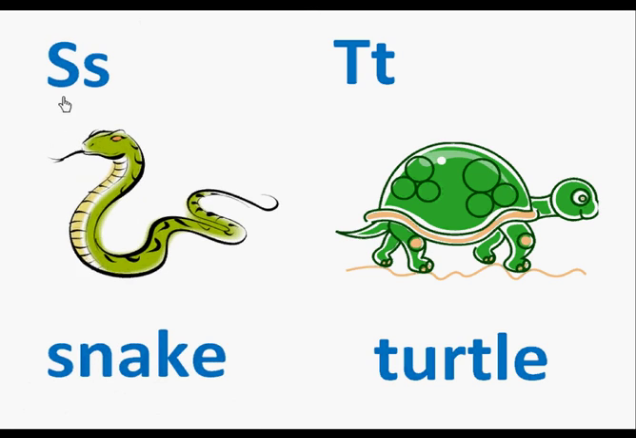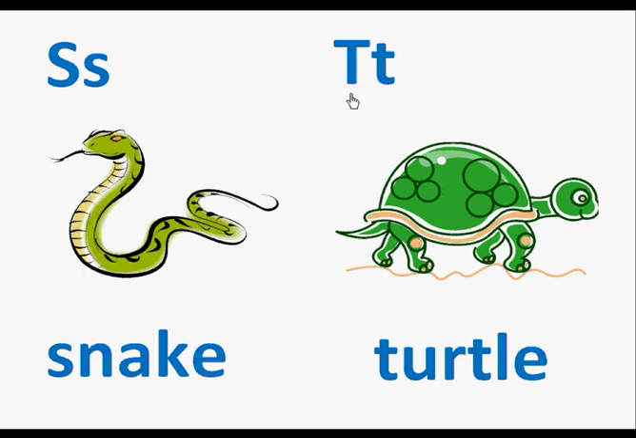Here we have the capital letter S, the small letter s, a picture of a snake, the word snake. The letter S makes the sound S. So we'll read this page. S, snake.